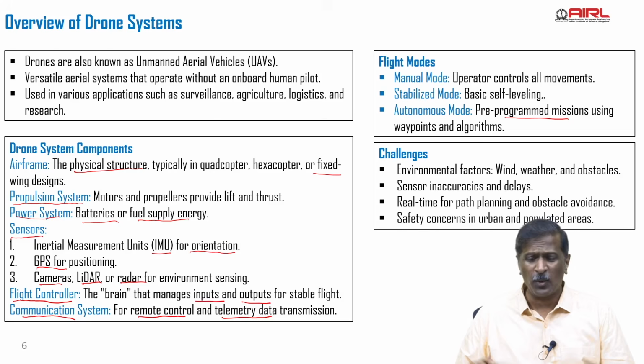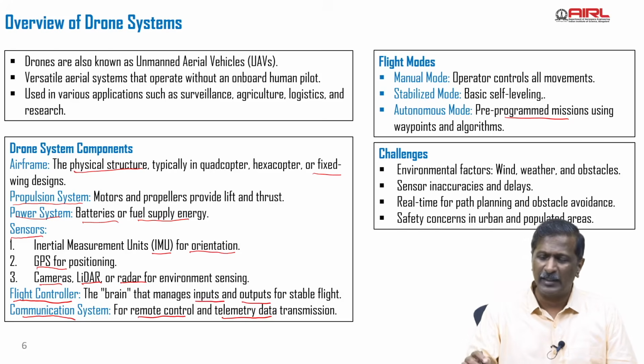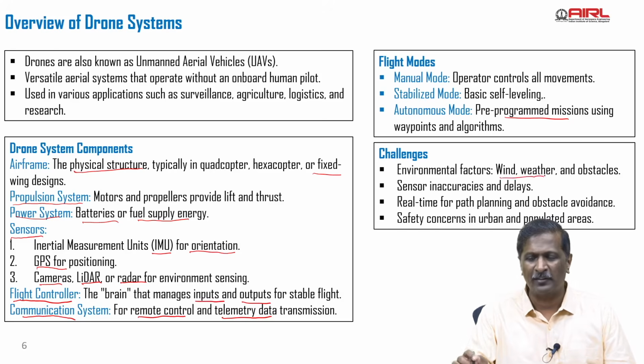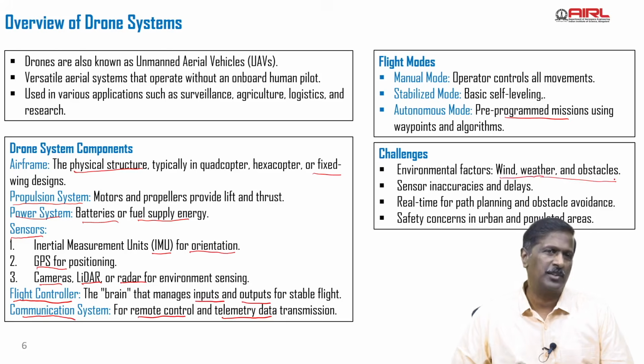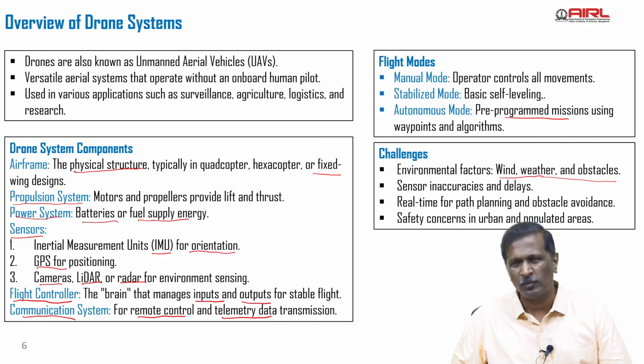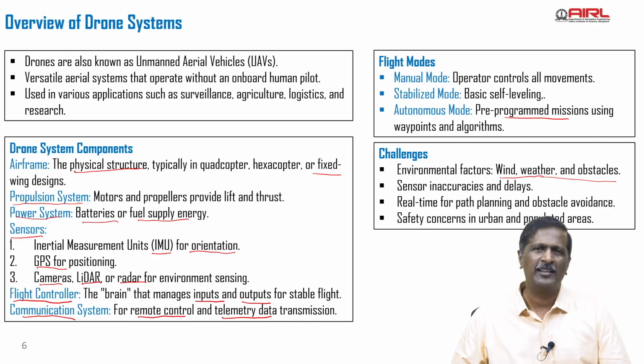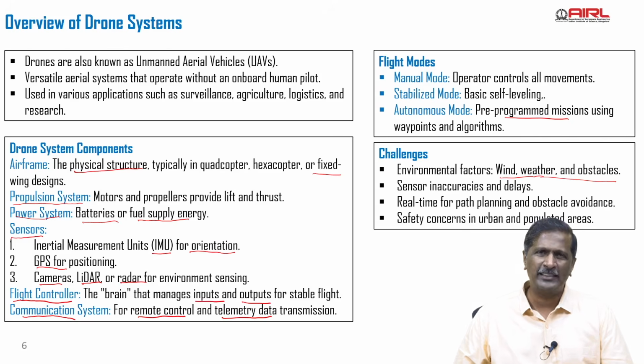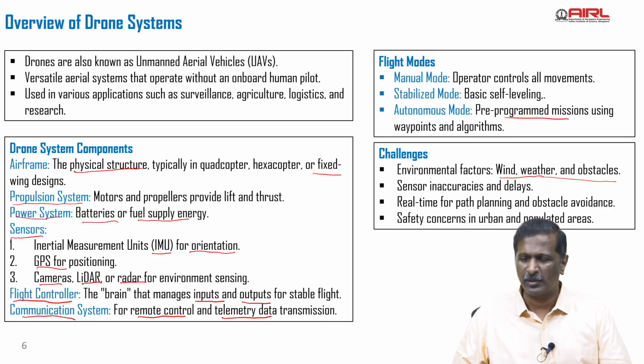Right? What are the challenges here? The biggest challenge is going to be your wind, weather, and obstacles. Right? Wind is a factor. It will influence the ability of the operation of these drones. Weather is, of course, important, because a change to rain or smoke or fog will limit the sensor ability to understand the situation where the drone is present.